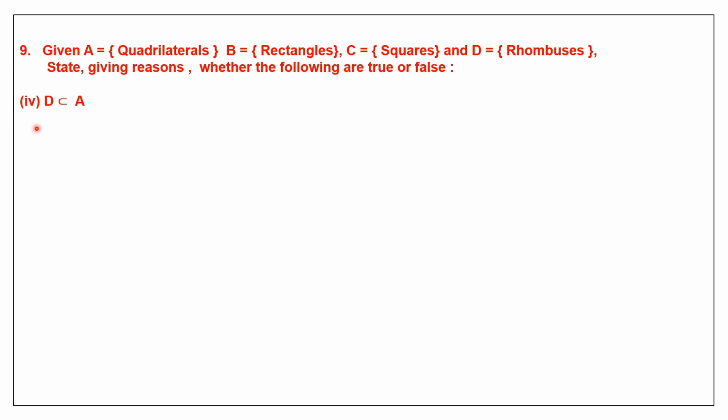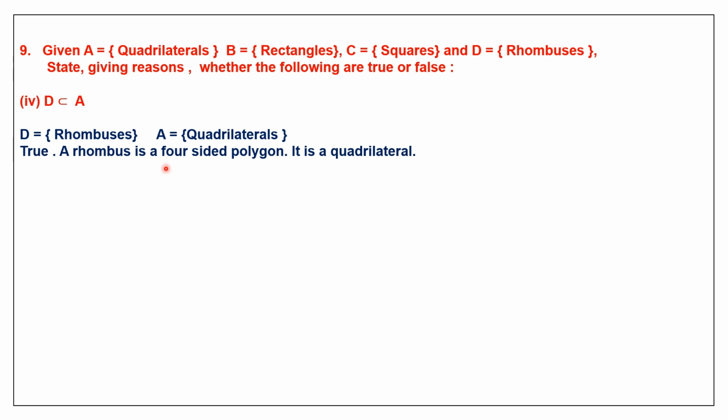Now the fourth one says D is a proper subset of A. So let's write down the elements of sets D and A. So set D is rhombuses and set A is quadrilaterals. And all rhombuses are quadrilaterals. So this statement is true because a rhombus is a four-sided polygon and it is a quadrilateral.